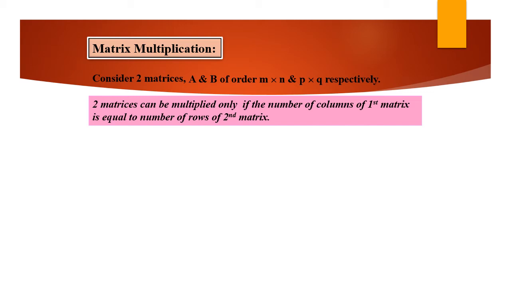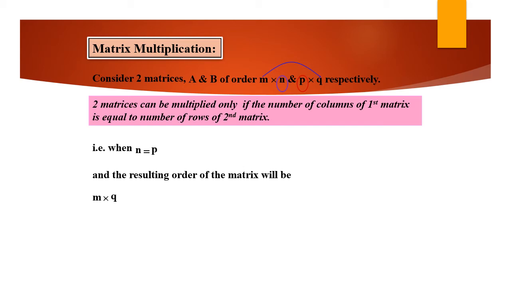So in the above example, the number of columns of matrix A is n and the number of rows of the matrix B is p. So the first condition for multiplication is n must be equal to p. Once we check n is equal to p, we can continue with the process of multiplication, and the order of the resultant matrix will be m cross q.